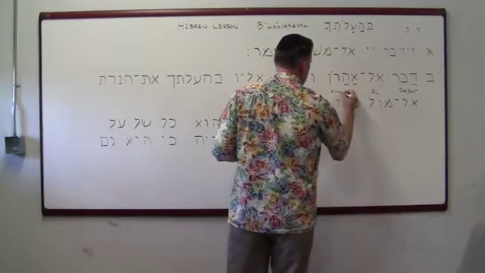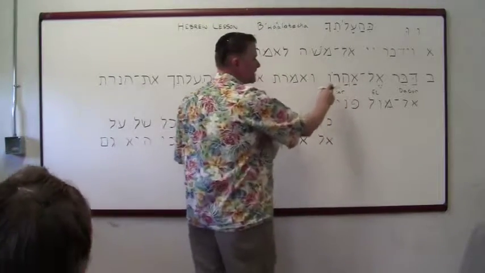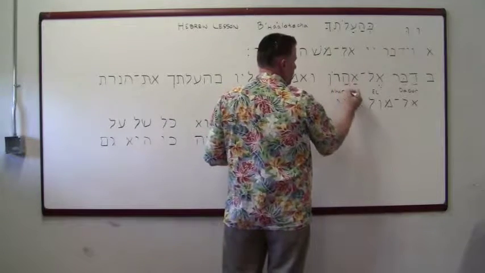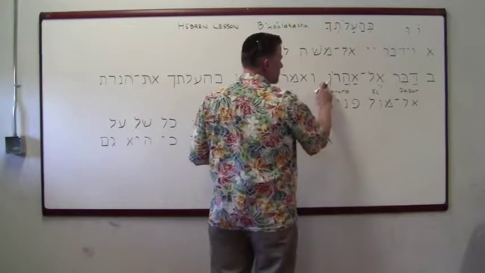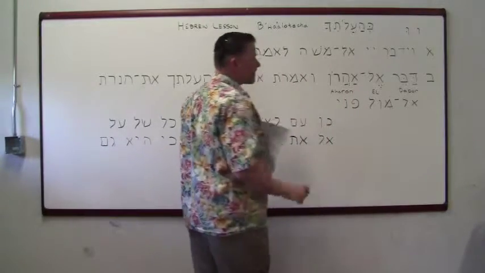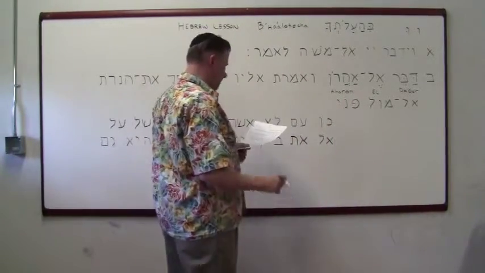Resh. What's the vowel on the resh? We don't see anything underneath. We look to the left. What do we see? We see the holam. Okay. Final nun, right? Okay. Very good.